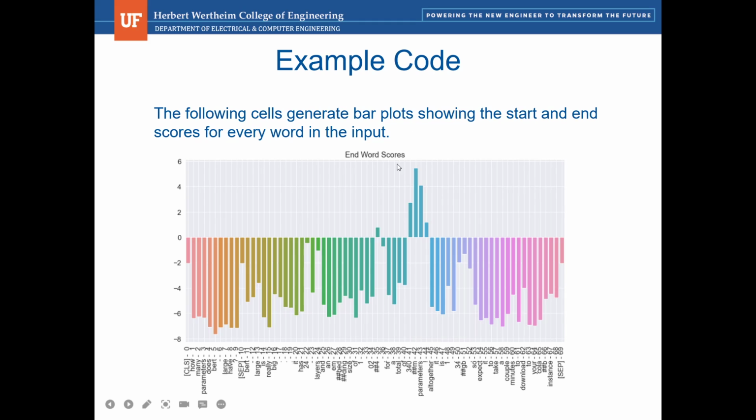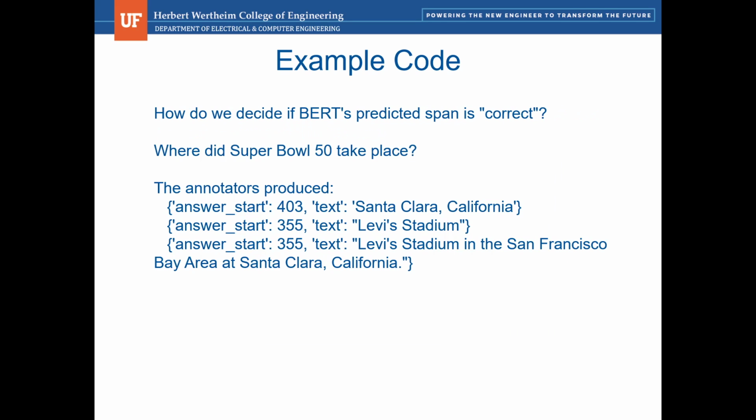And these are the end word scores. The end is a little less confident. This corresponds to the token 340, and this corresponds to the subword M. It is less confident, as we can see when comparing the scores, but we still got the correct answer. It's 340M, right? So how do we decide if BERT's predicted span is correct?